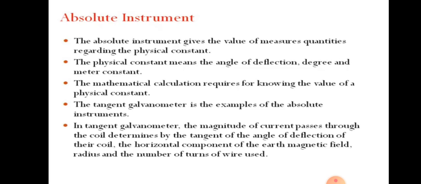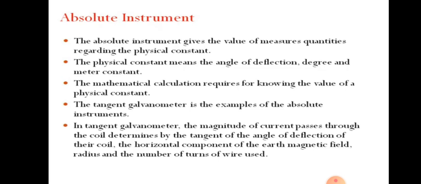Here we have given an example of the tangent galvanometer. It is an absolute type of instrument. The last point is that in the tangent galvanometer, the magnitude of current passing through the coil is determined by the tangent of the angle of deflection of the coil.